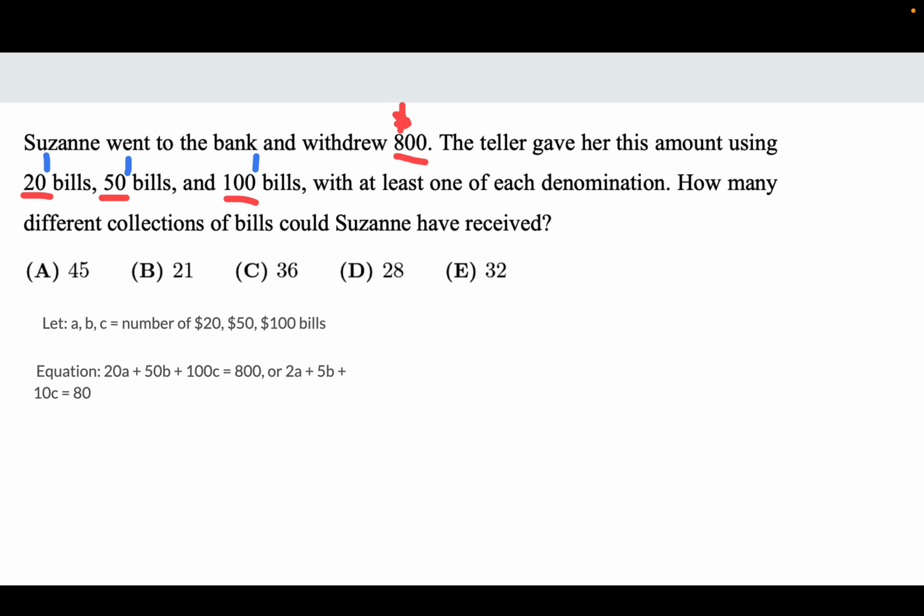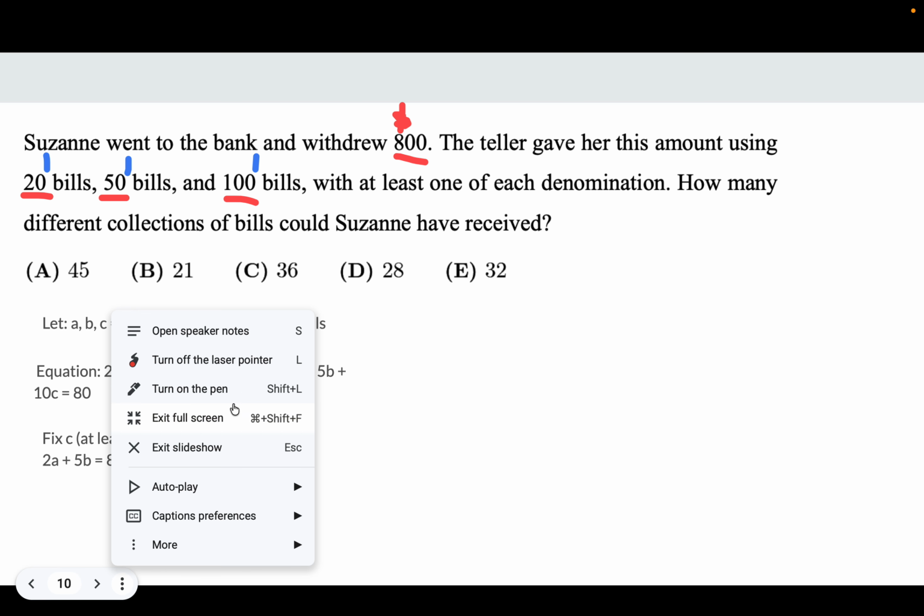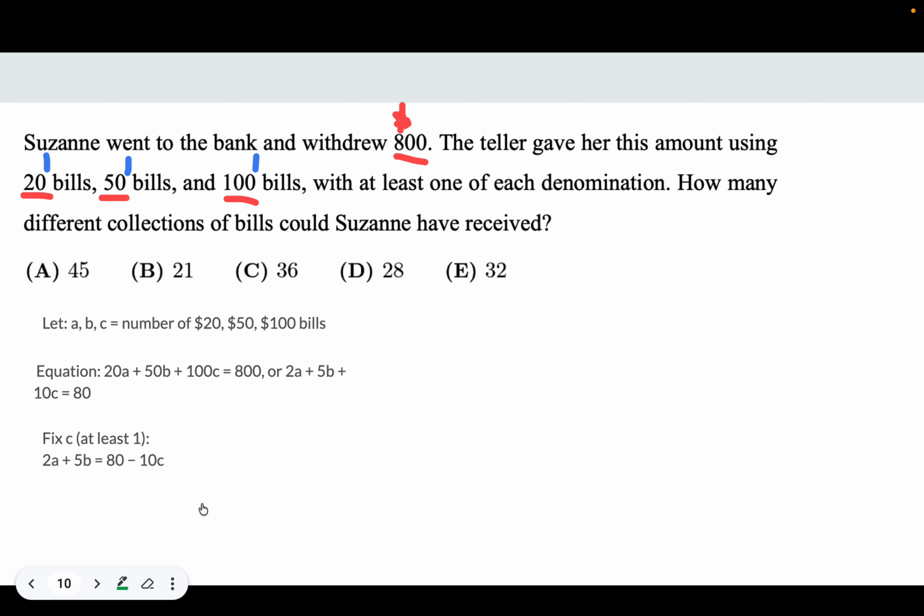The key idea in AMC problems like this is that instead of trying to solve everything at once, you break it down into cases based on the variable with the biggest impact, which here is C. Therefore, I isolate C by rewriting it as 2A + 5B = 80 - 10C. You might be like, why does that work? But again, you break it into cases, and this will make it easier, trust me, because the biggest denomination is 100, and 80 and 10 versus 2 and 5. So we want to take note of that here.